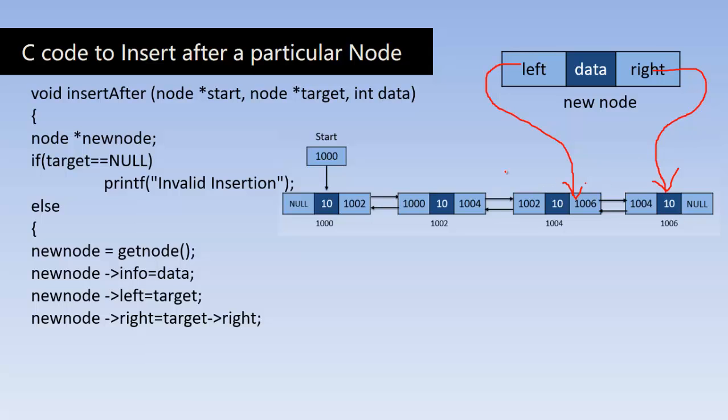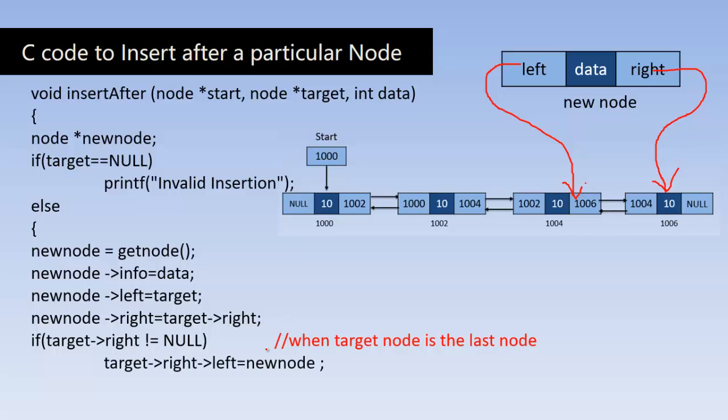Okay, if target arrow right not equals null. When the target node is the last node, at that time target arrow right equals null, right? So I'm checking whether target arrow right is not equal to null. If this is not the last node, I will store the address of the new node inside target arrow right, arrow left. That is, target arrow right is this. The left part of this is this thing, right? So now here it is pointing to this node.